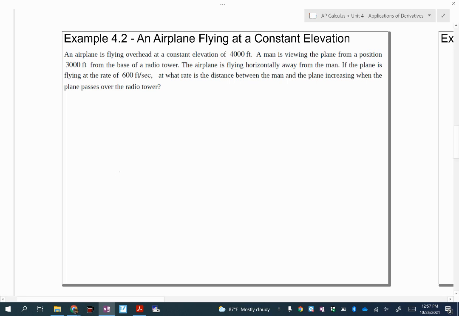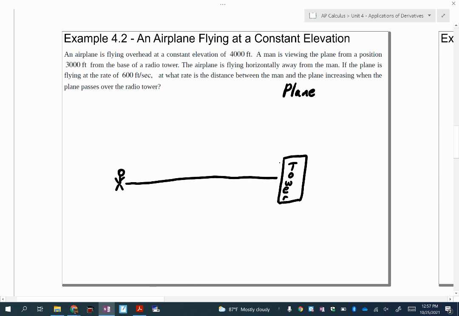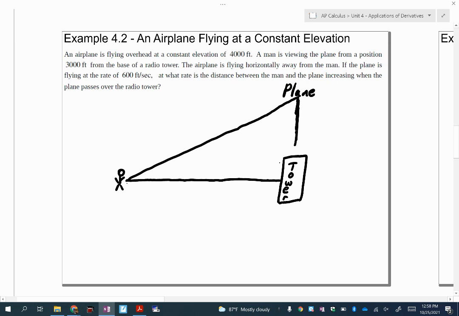So I'm going to draw a little sketch here. So we have a man, then we have a tower. Let's see if I can fit it a little skinnier. There we go. Okay, now we have an airplane. I'm not even going to try to draw a plane. There's no way. So if you can draw a plane, good for you. Go for it. So I'm going to draw the distance here and the distance here. And essentially, we're going to be looking at when it's directly over that tower.